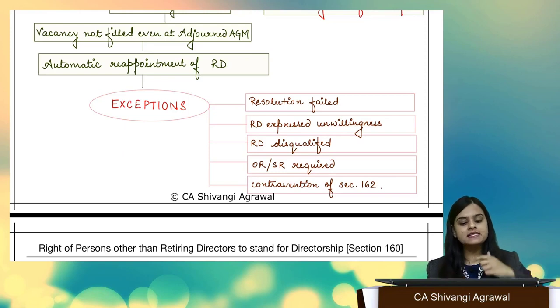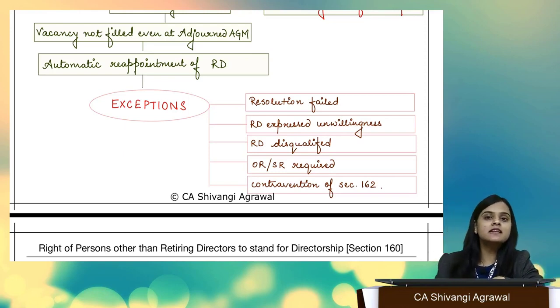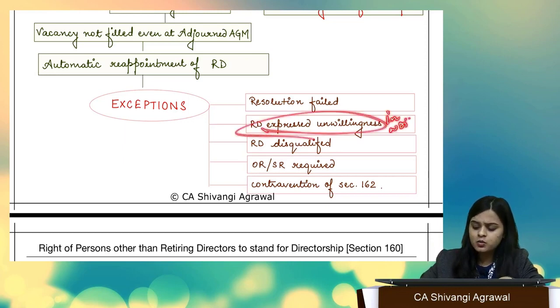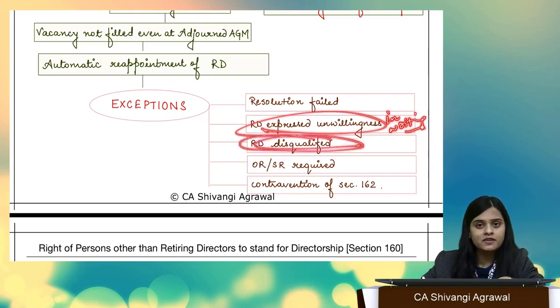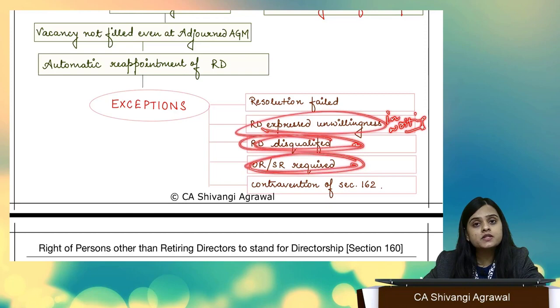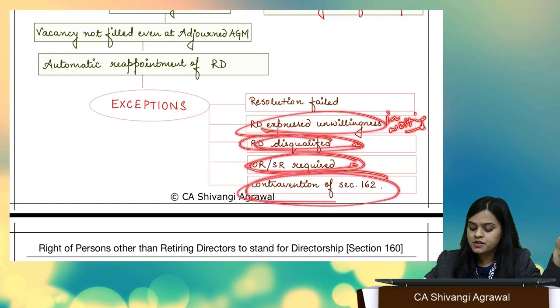Supposedly Mr. X is retiring and Mr. X has clearly said that I don't want to be reappointed. So he has expressed his unwillingness in writing that he doesn't want to be reappointed. We cannot reappoint him. Supposedly he is disqualified. He has become of unsound mind. How can we appoint him? Specifically, in the Act it is written that we need an OR or SR for his appointment. We cannot appoint him. There is contravention of section 162.